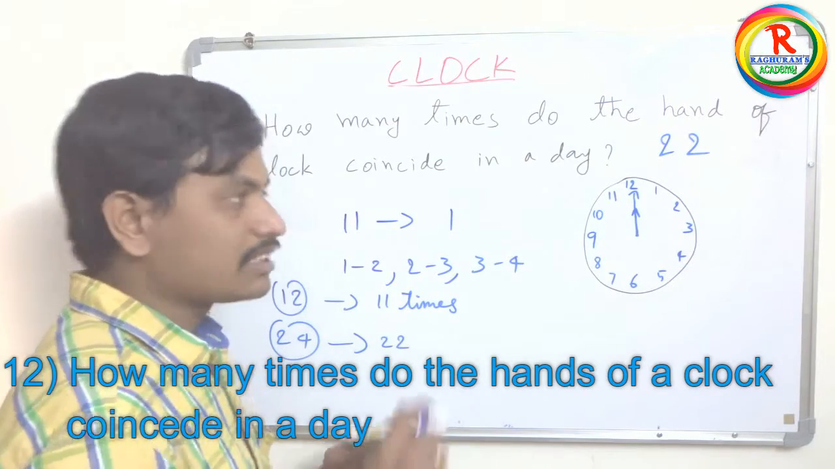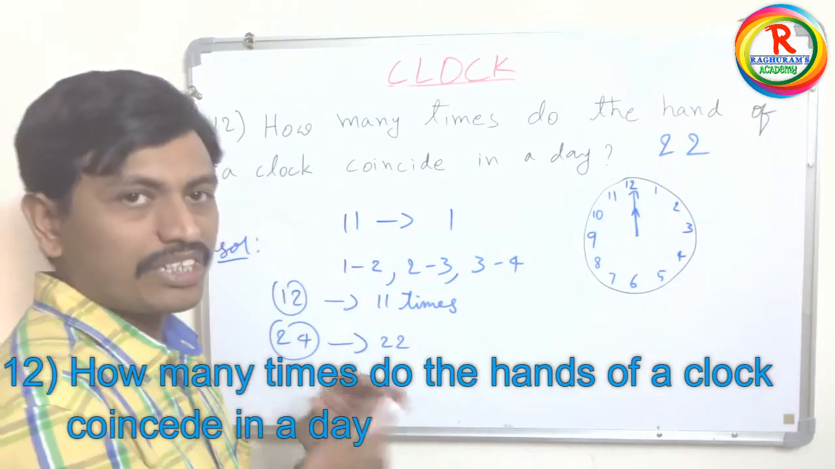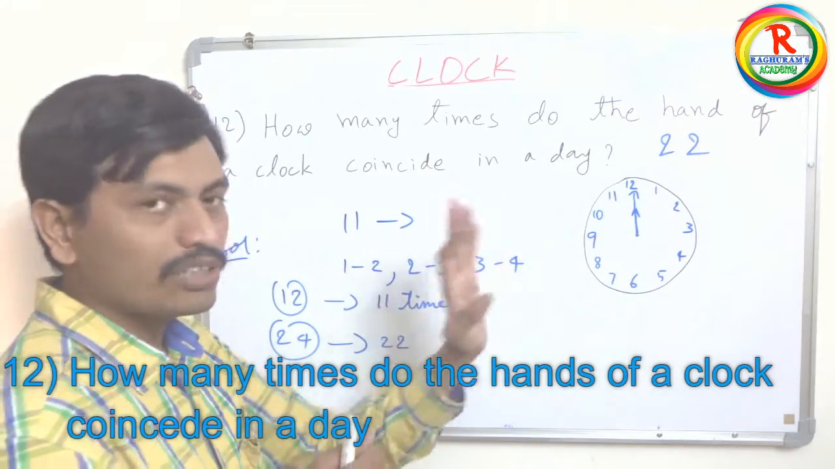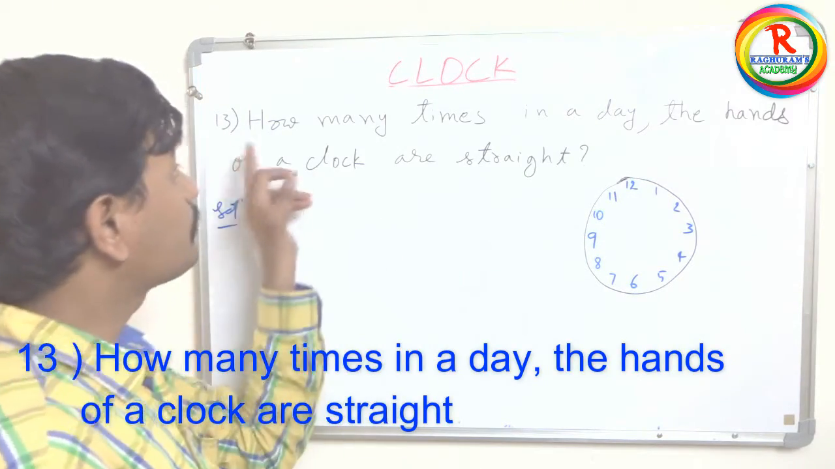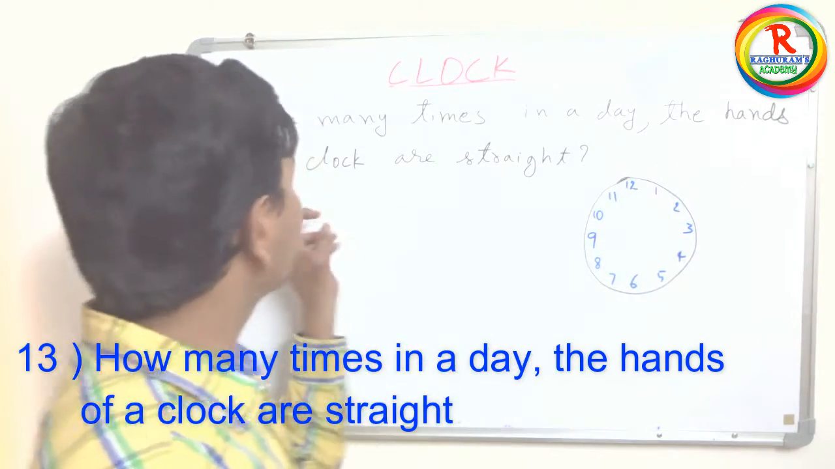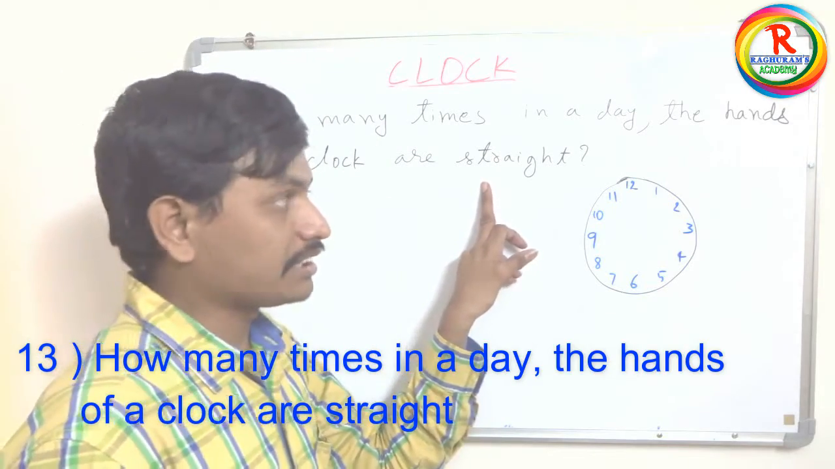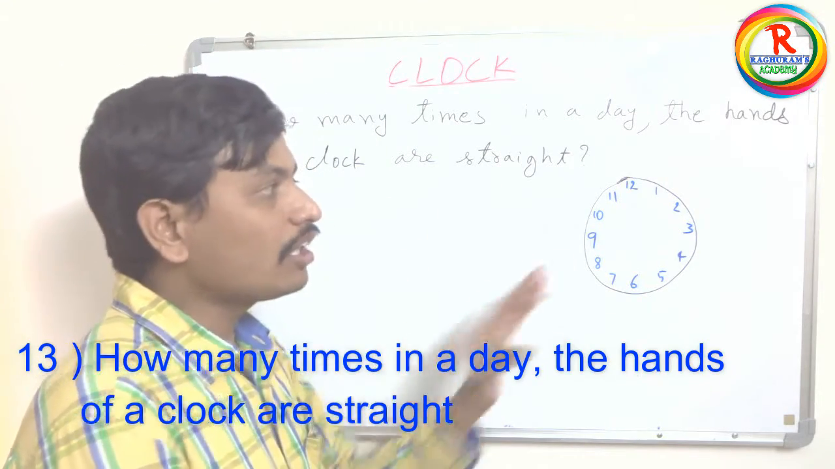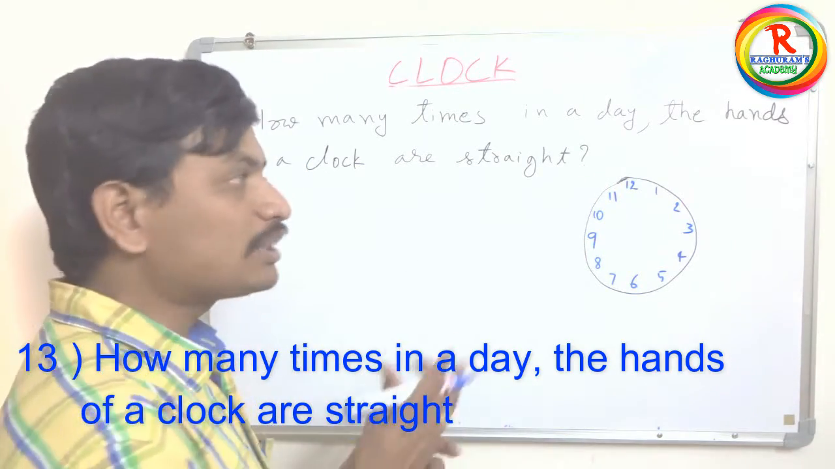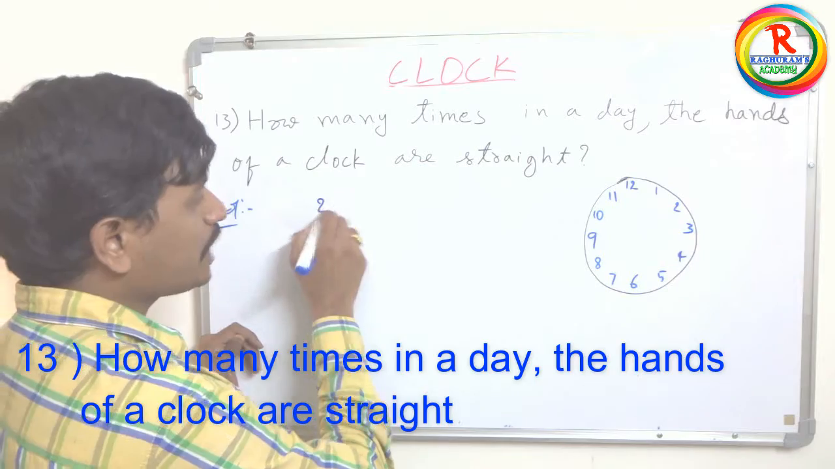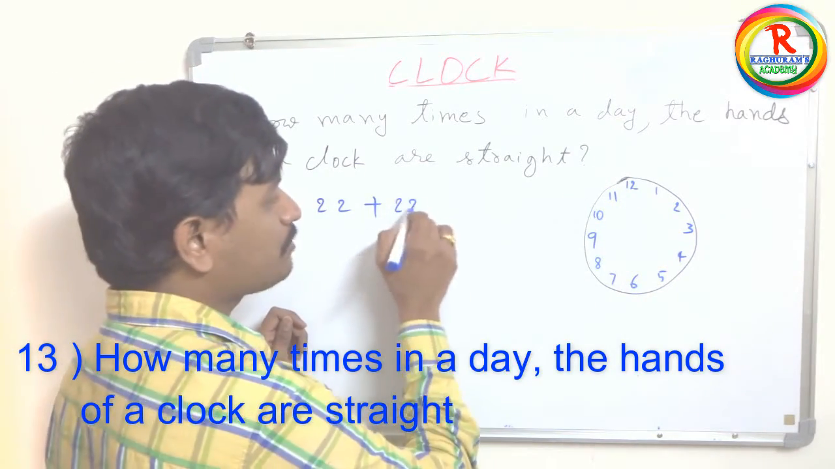Questions like this are direct questions. They won't change anything. They may ask you in a different style, but coincide in a day is only 22 times. Direct question. Let us see a similar problem. How many times in a day are the hands of a clock straight? They asked it as straight. It can be opposite or coincide, so we have to count both. So opposite 22 times in a day and coincide 22 times in a day.